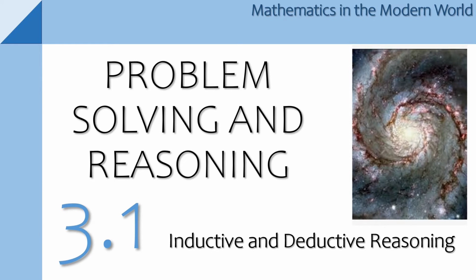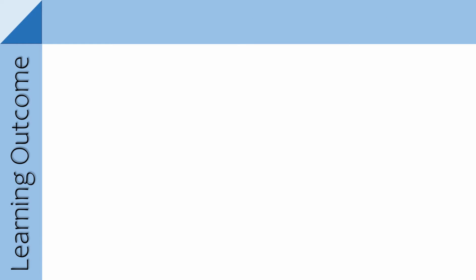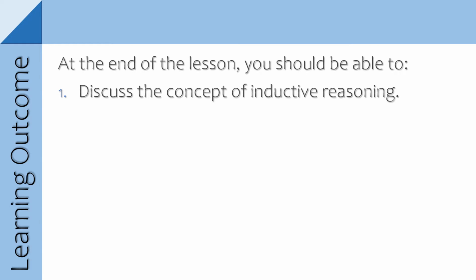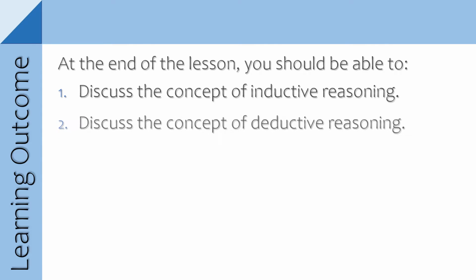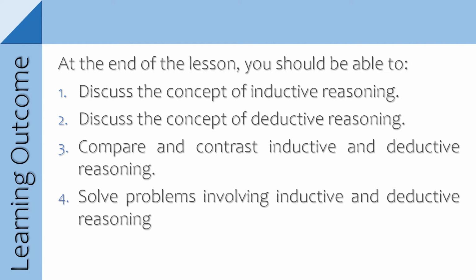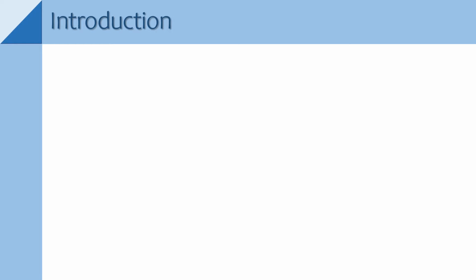So, good day everyone. This is the third chapter of Mathematics in the Modern World, which is problem solving and reasoning. The first lesson of this chapter is about inductive and deductive reasoning. For the learning outcomes, at the end of the lesson, you should be able to discuss the concept of inductive and deductive reasoning, compare and contrast inductive and deductive reasoning, and solve problems involving inductive and deductive reasoning. Those are the four learning outcomes for this lesson.